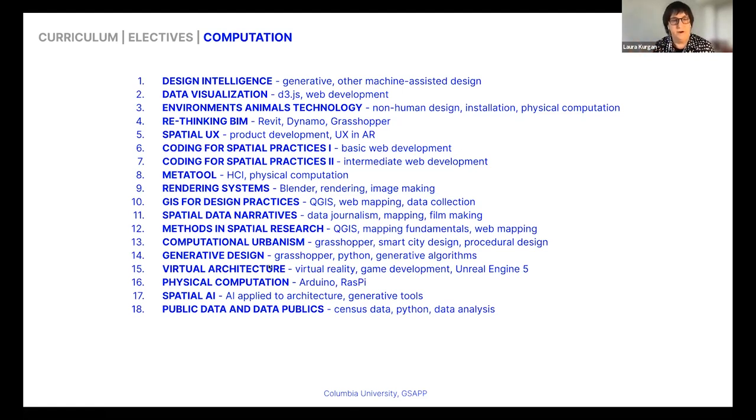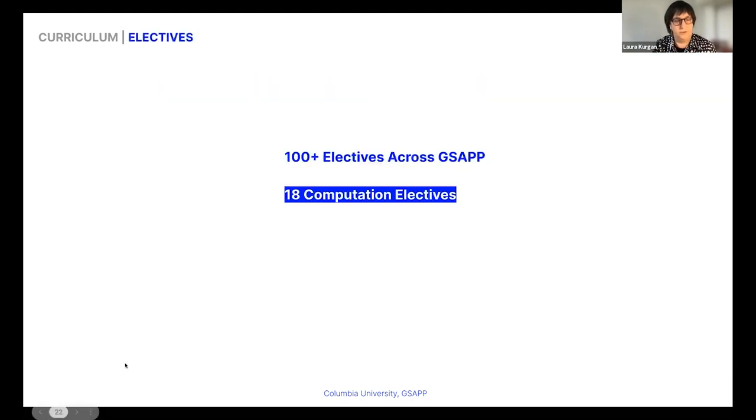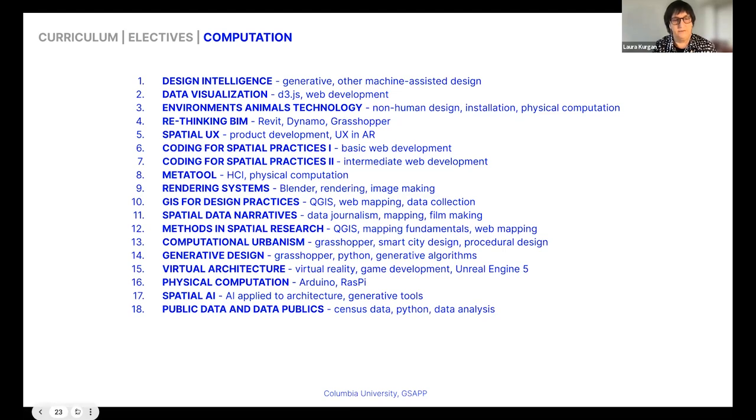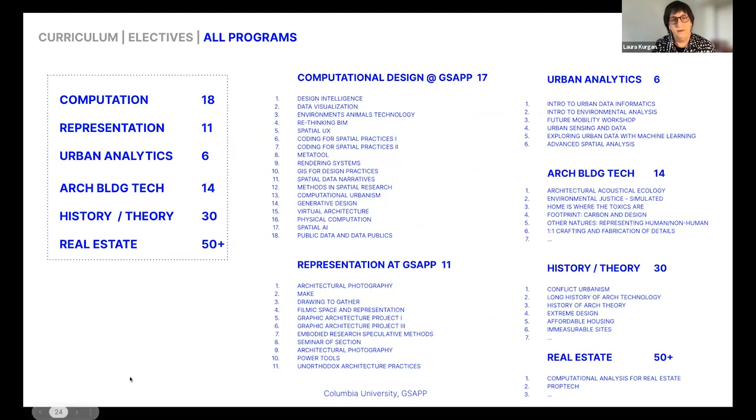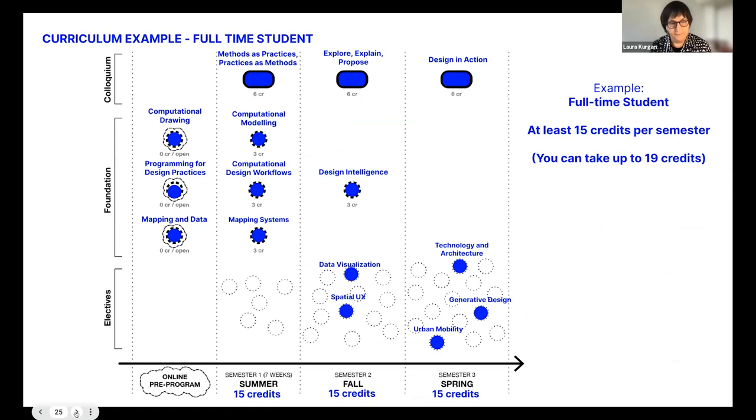There's also AR and VR, and also use of specific kinds of data in design. And then depending on your background, for example, if you come in with a lot of computation, you might want to focus more on history and theory, you might want to focus on building technology, you might want to focus on urban analytics classes that are offered by the urban planning program, or even real estate classes. There are also classes that you can take outside of GSAPP, perhaps in the business school or in the computer science school, things like that.